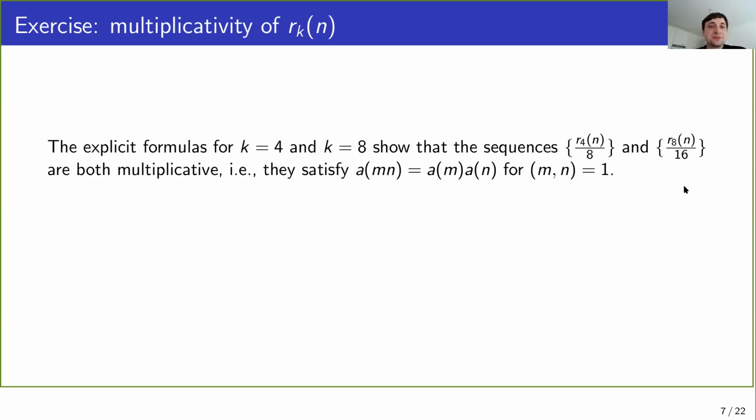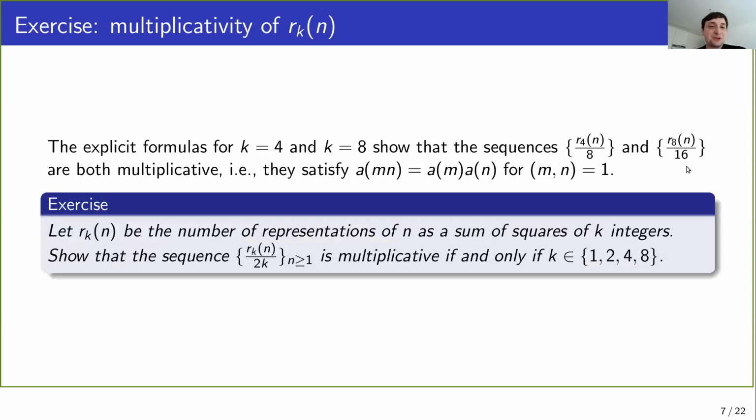And one can ask a natural question. Well, I'm not sure if it's too natural, but certainly one can ask it. What other values of k are such that this sequence is multiplicative? And that's exactly the content of this exercise. So it turns out that if you normalize R_k(n) in such a way that the first number is 1, then the sequence is multiplicative if and only if k is 1, 2, 4, or 8.